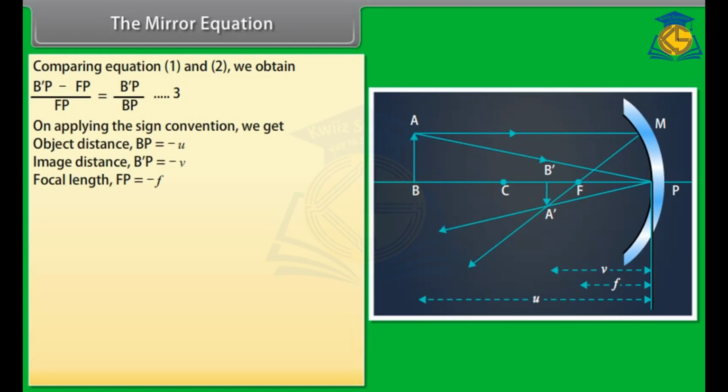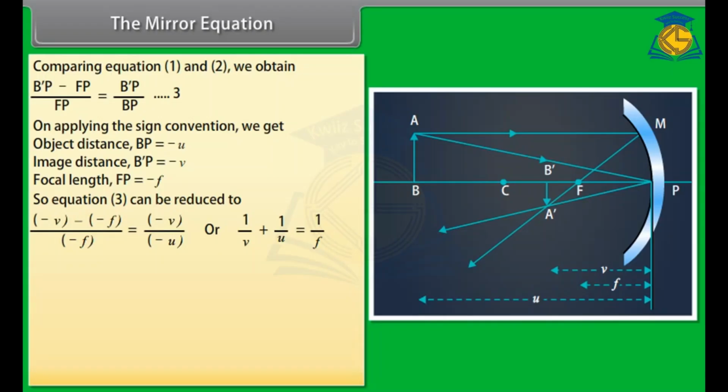On applying the sign convention, we get object distance BP is equal to minus u, image distance B'P is equal to minus v, focal length FP is equal to minus f. So, equation 3 can be reduced to (minus v minus of minus f) by minus f is equal to minus v by minus u, or 1 by v plus 1 by u is equal to 1 by f. This relation is known as the mirror equation.